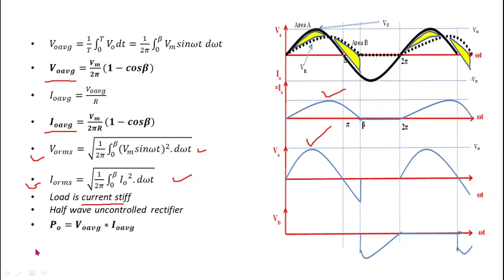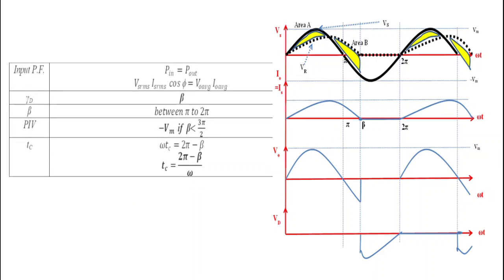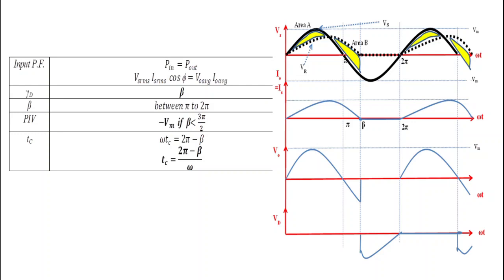Next, this is half wave uncontrolled rectifier, and output power P naught is equal to V naught average into I naught average. As I told you earlier, in case of current source load, always P naught is equal to V naught average into I naught average. Now we know that input power is equal to output power because the diode is ideal, and in case of ideal diode losses are zero. That's why we get input power equal to output power. And what is input power? That is equal to supply voltage RMS value, supply current RMS value into input power factor cos phi, that is equal to output power, which is equal to V naught average into I naught average. So from this equation we can calculate the input power factor.